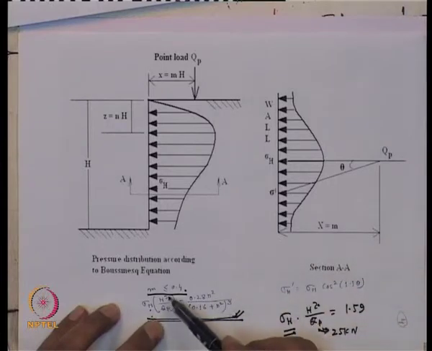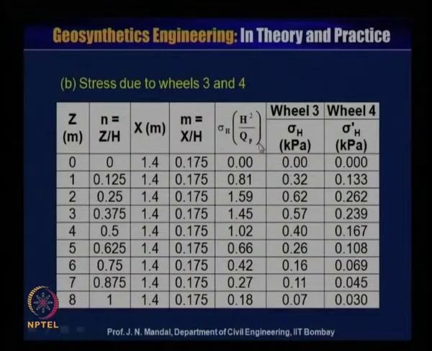So you can calculate sigma h HA square by QP. In this table, that's why it is putting this value of n. So you calculated that sigma h HA square by QP value. Putting the n value in that equation, you can have 0.81, 1.59, 1.45, 1.02, 0.66, 0.42, 0.27 and 0.18. Now what should be the sigma h for the wheel 3?